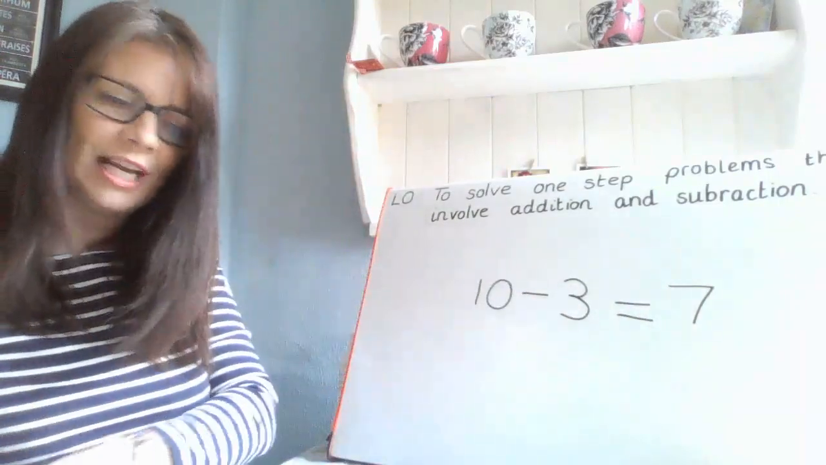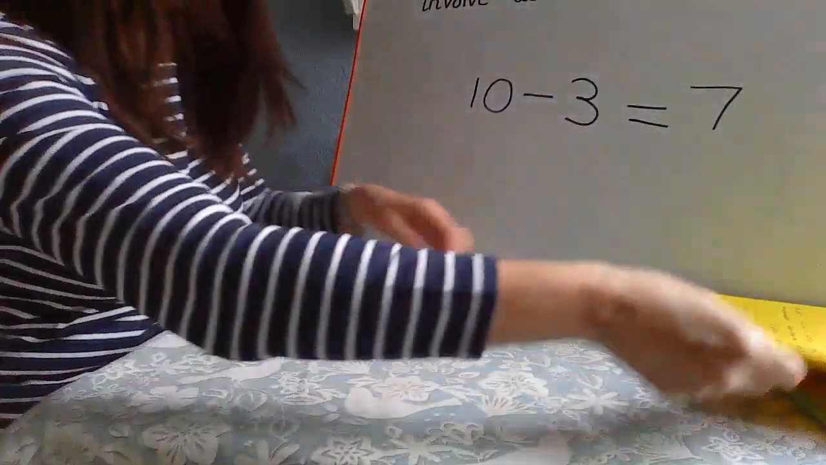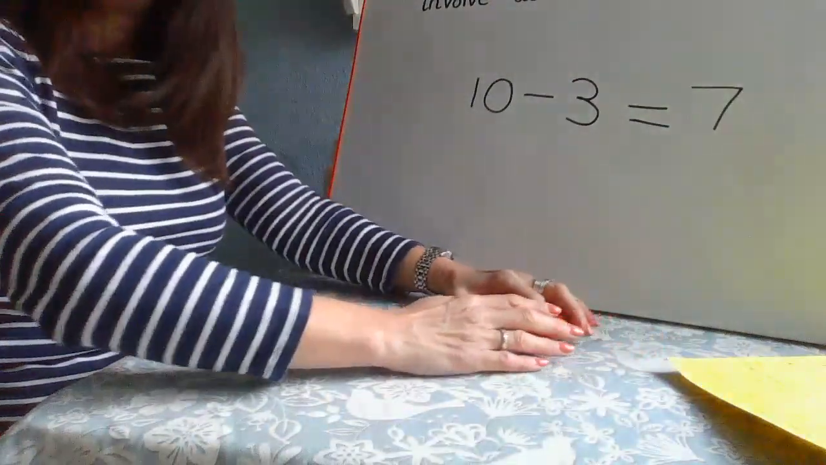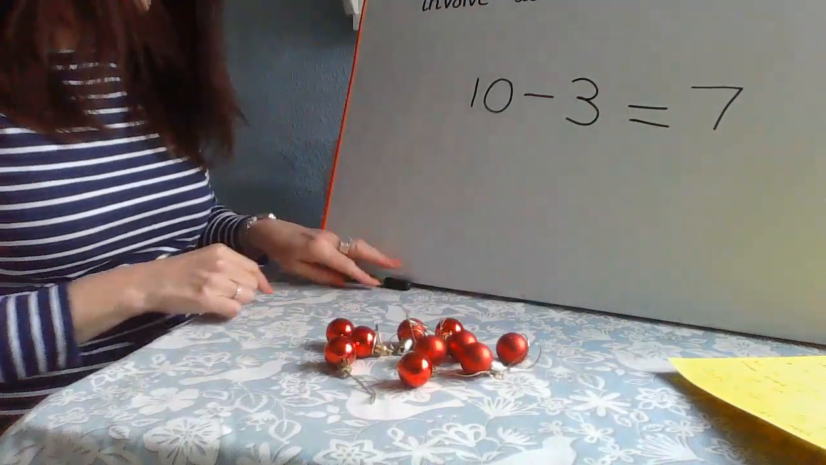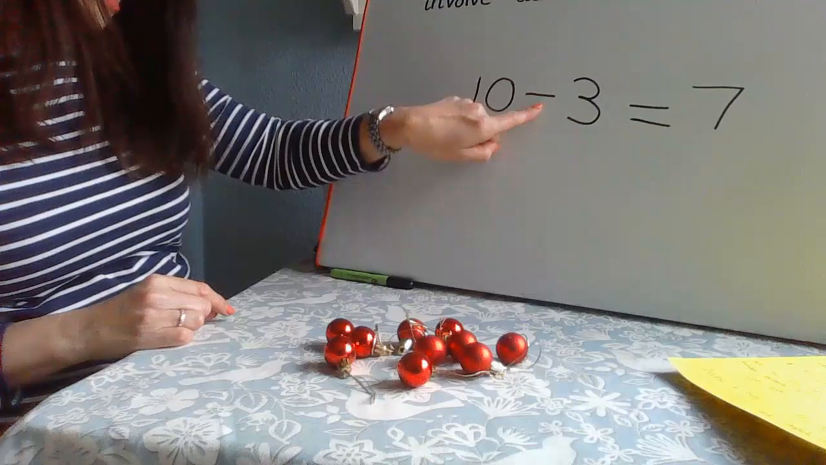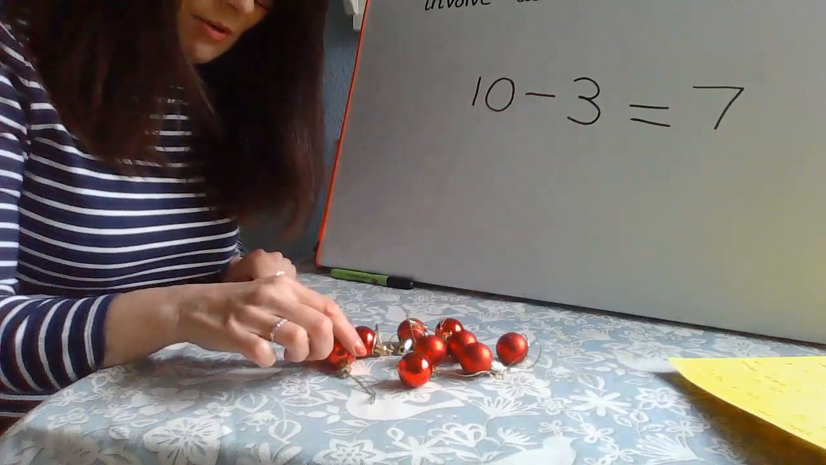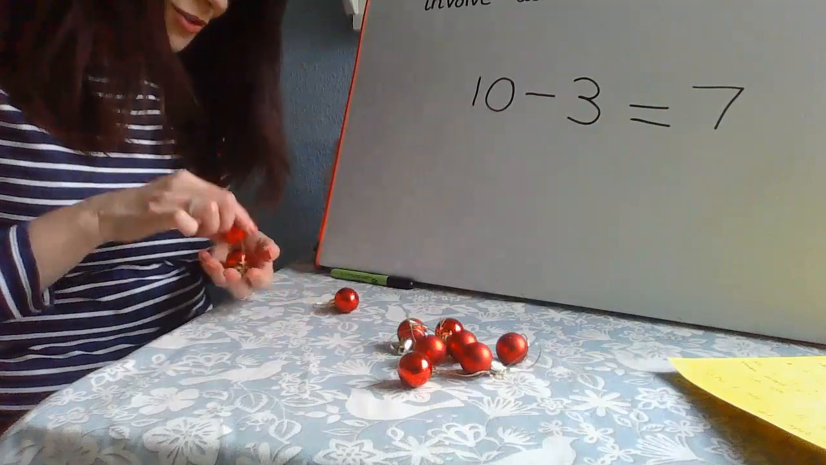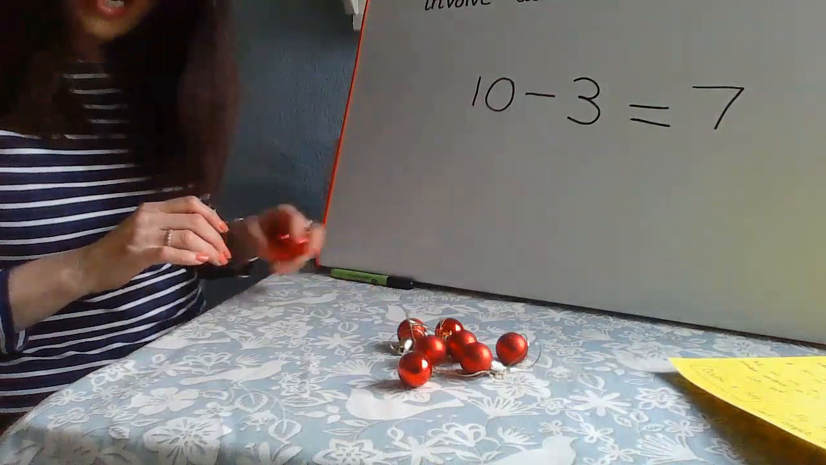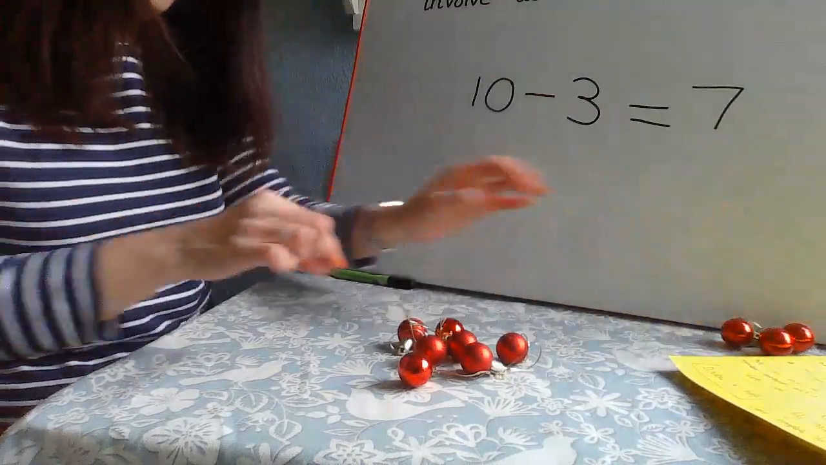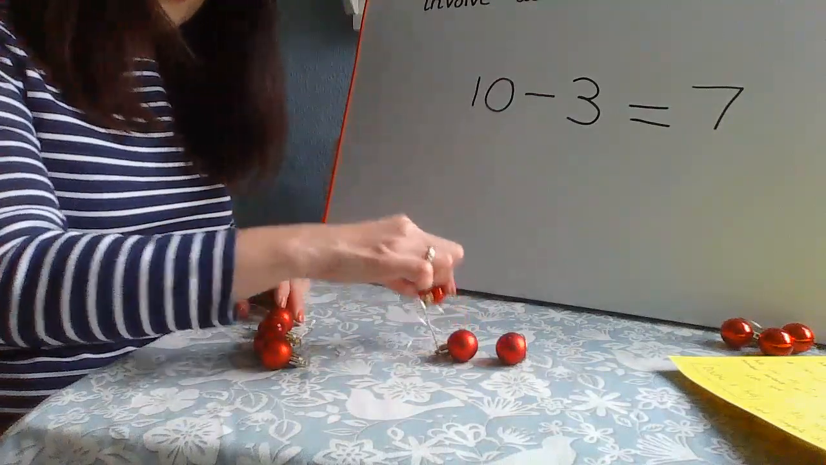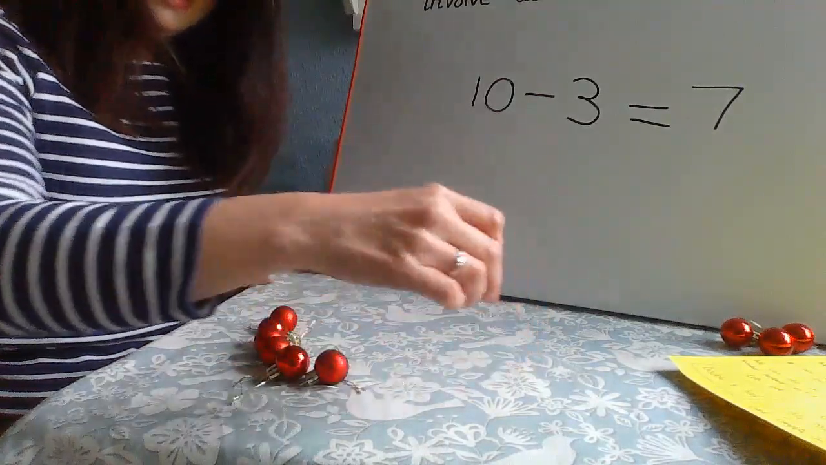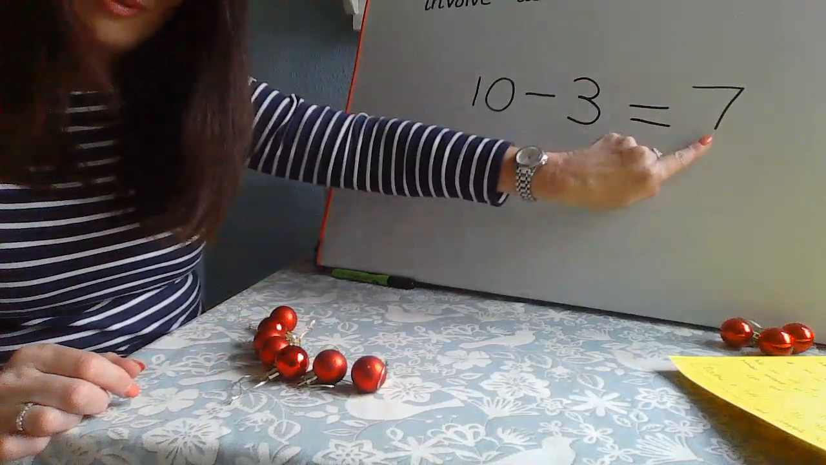I'm going to use my objects to find out. Here we go. So, I have to start with 10 objects. 1, 2, 3, 4, 5, 6, 7, 8, 9, 10. 10. And then I have to subtract 3. So I'm going to 1, 2, 3. How many do I have left? 1, 2, 3, 4, 5, 6, 7. It works with that as well.